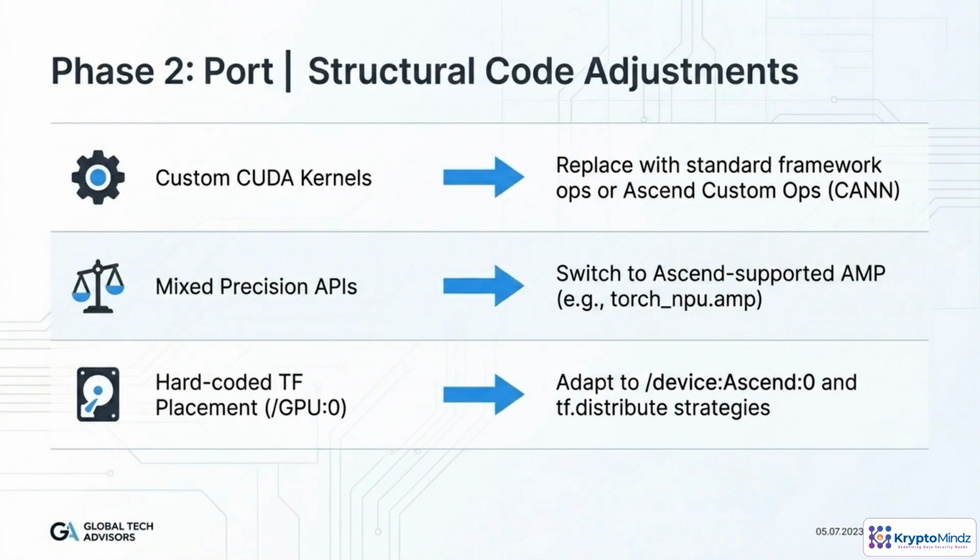Moving from NVIDIA GPUs to Ascend also involves a few structural code swaps. First, treat any custom CUDA kernels as a red flag. Prefer high-level PyTorch or TensorFlow ops that Ascend already accelerates. Only if you must, re-implement as Ascend custom ops through CANN. Next, update mixed precision. CUDA AMP calls won't work. Switch to Ascend's AMP APIs like torch_npu.amp and revalidate training stability. Finally, remove hard-coded GPU 0 placements. Use device npu:0 and proper distribution strategies so your code scales cleanly.